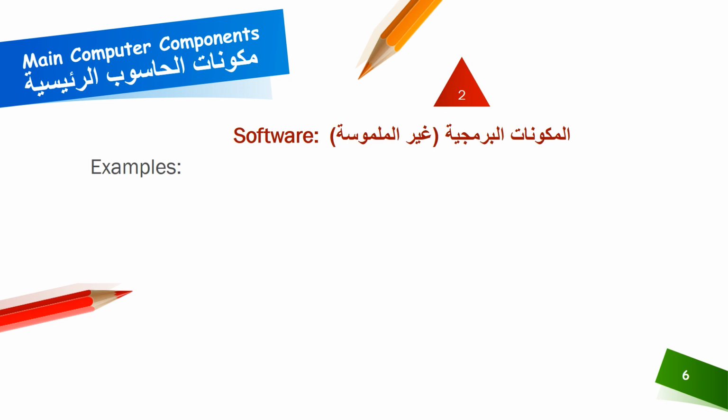The second type of major computer components is intangible software components. Examples of these components are the programs and the applications that we use consistently, such as Paint and operating systems like Windows 10.